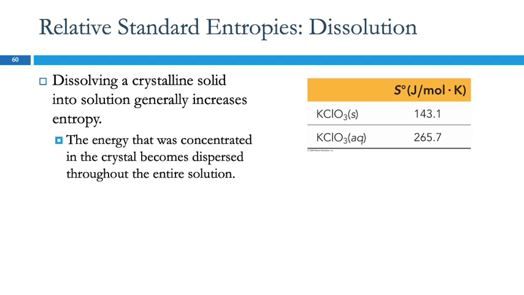Dissolution. If we take a crystalline solid and we dissolve it into solution, the entropy will increase. What's happening here is the energy that was concentrated in the crystal, now as the ions become solvated and start moving around, their energy becomes distributed throughout the whole solution. And so energy has spread out. That means entropy has increased. So same compound here, potassium chlorate as a solid, 143, in an aqueous solution, 265.